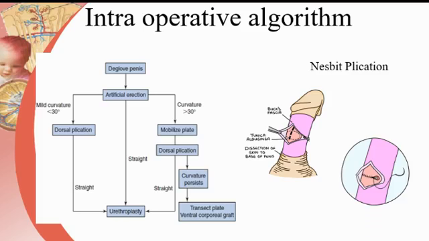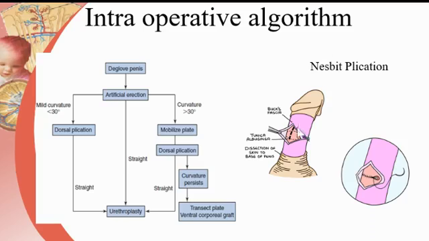Now coming to the intraoperative algorithm, it all depends on multiple factors, but one of the most important is that we start with degloving the foreskin. Once we completely deglove the penis, the skin cord is gone. At that time, we apply the tourniquet and then do an artificial erection test, also known as Gittes' test. When the curvature is mild, less than 30 degrees, you can get away with dorsal plication and get it straight. Then you can proceed with the urethroplasty.